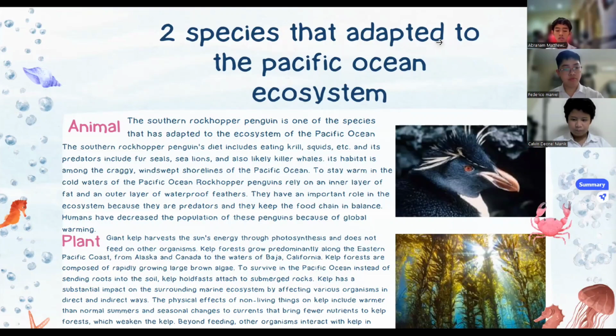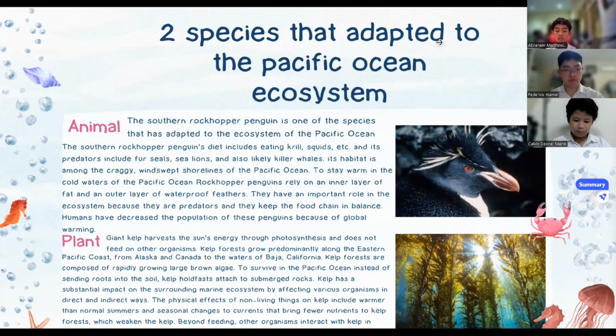Kelp forests are composed of rapidly growing large brown algae. To survive in the Pacific Ocean, instead of sending roots into the soil, kelp hold fast attached to submerged rocks, meaning they float around in the water. Kelp has a substantial impact on the surrounding marine ecosystem by affecting various organisms in direct and indirect ways.